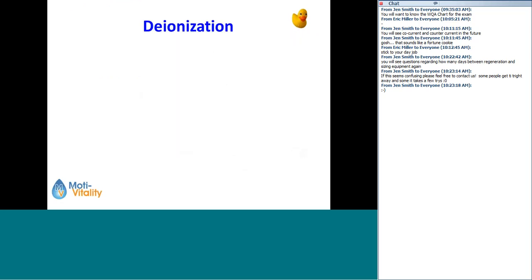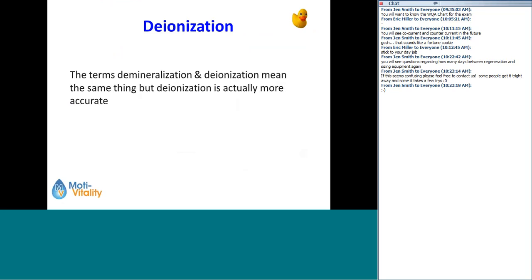Okay, deionization, last thing we're going to talk about. We are going to talk next week about the anion exchange. We're going to talk more about ion exchange, but we're going to focus on the anion side of it. But with deionization, an introduction to deionization, another word, by the way, is demineralization. The terms demineralization and deionization mean the same thing, but deionization is actually more accurate, okay?